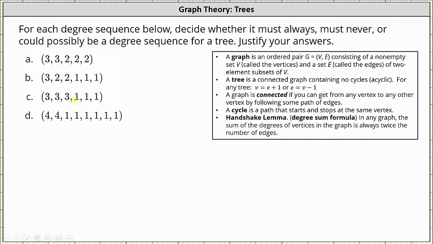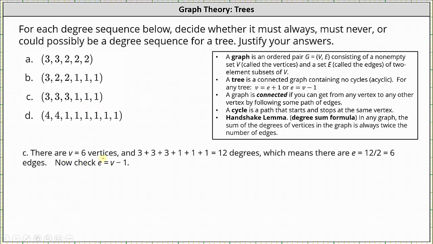And now let's take a look at C. There are 6 degrees in the degree sequence. Number of vertices is 6. The degree sum is equal to 12, which indicates there are 12 divided by 2 or 6 edges. Again, we check the equation E equals V minus 1, which in this case is false. This indicates the degree sequence can never be a tree.